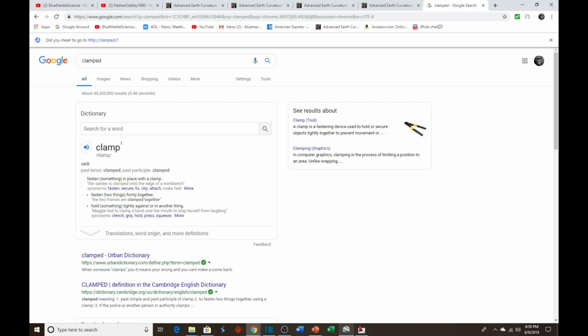Clamped, past tense. Fasten something in place with a clamp. Synonyms: fasten, secure, fix, clip, attach. Fasten two things firmly together. Hold something tightly against or in another thing. Clamped.